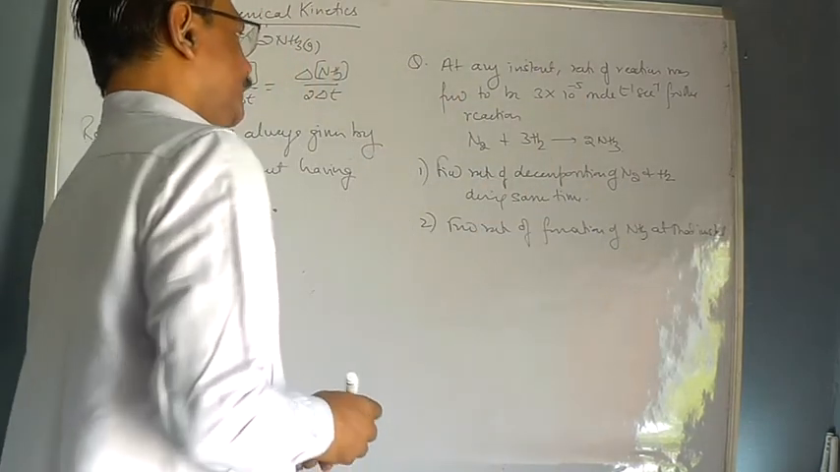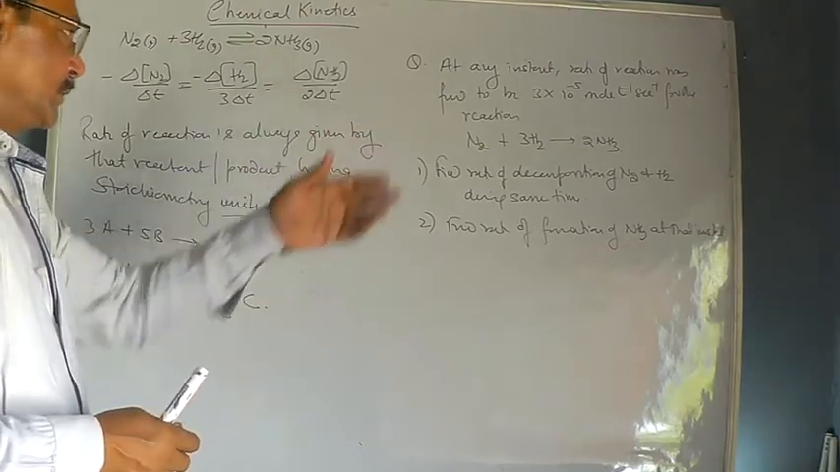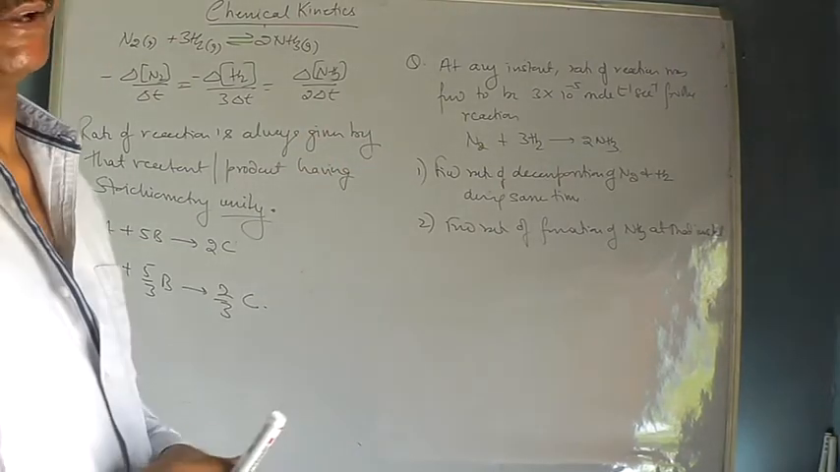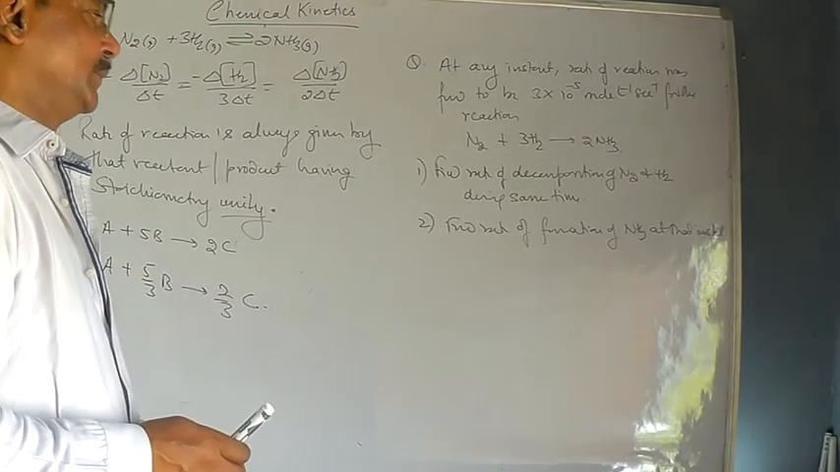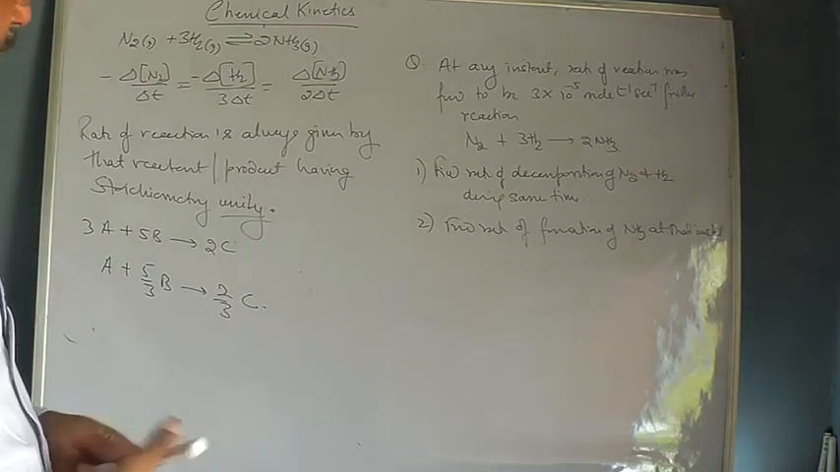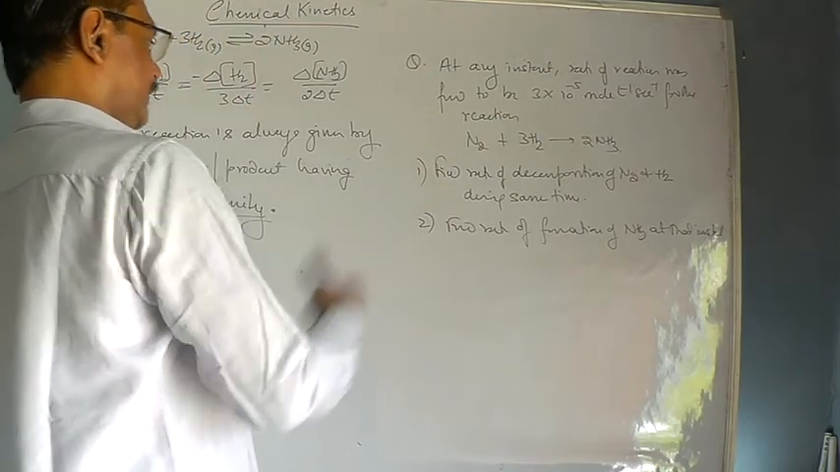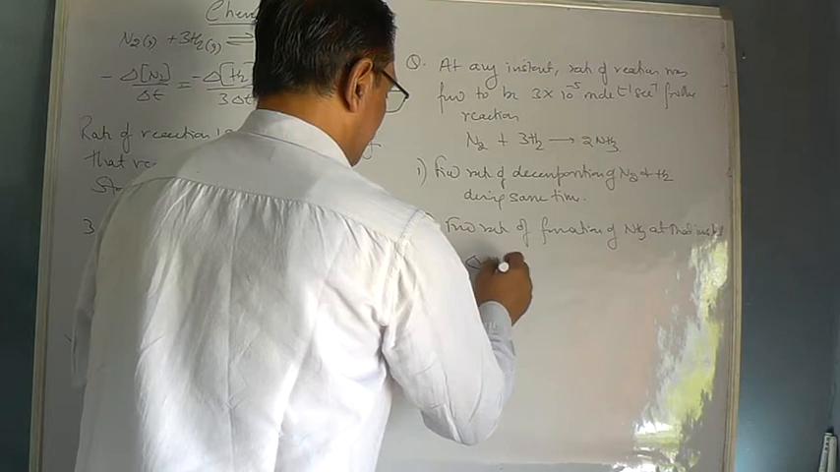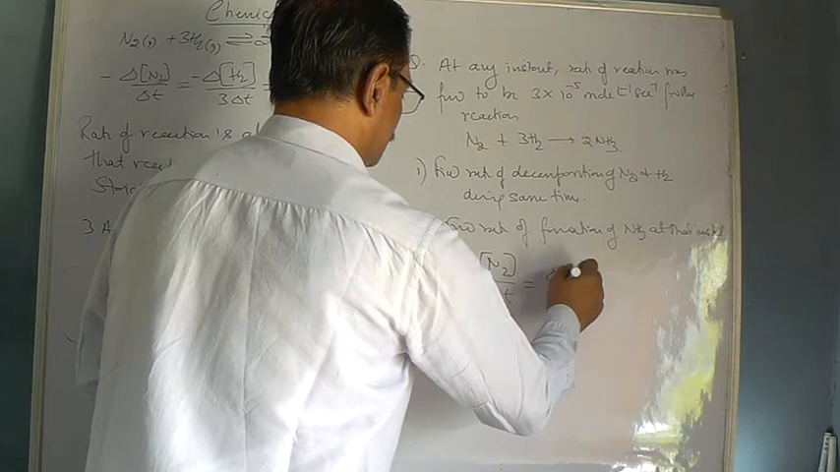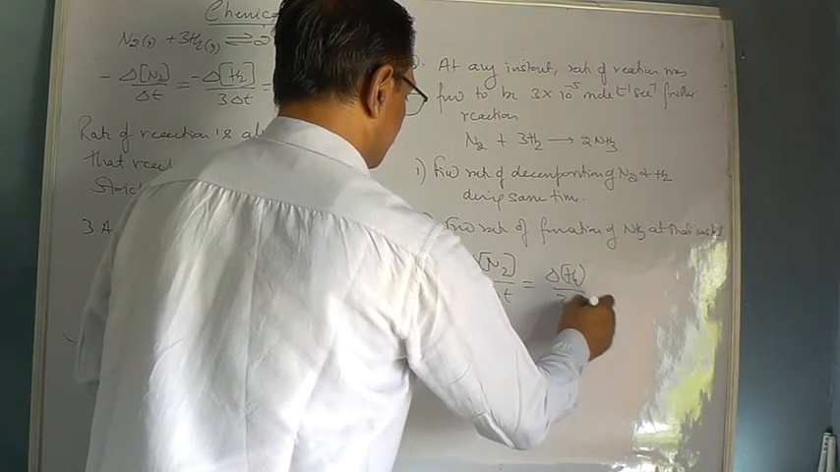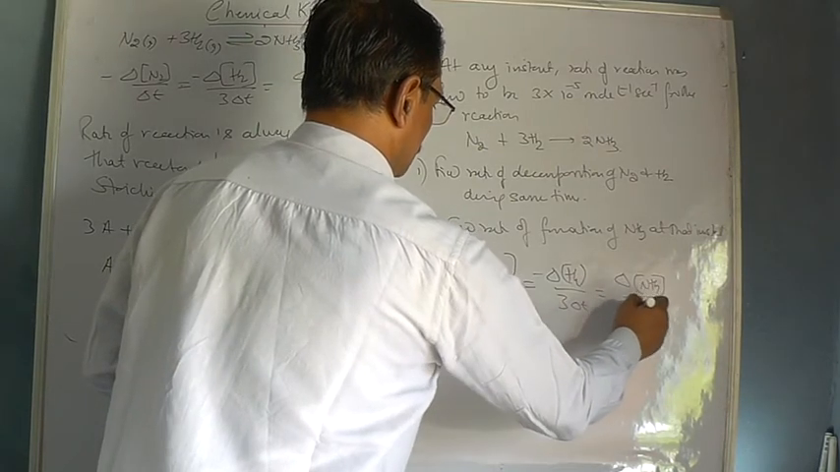So at a particular time, rate of reaction was given to me as 3 × 10^-5 mol L^-1 s^-1 for Haber's ammonia synthesis, and now the question asks to find the rate of decomposition of N2 and hydrogen during the same time, and the rate of formation of ammonia at that instant. So class, my first step will be to write down the instantaneous rate expression for this. So minus delta N2 by delta T equals minus delta H2 by 3 delta T equals delta ammonia upon 2 delta T.